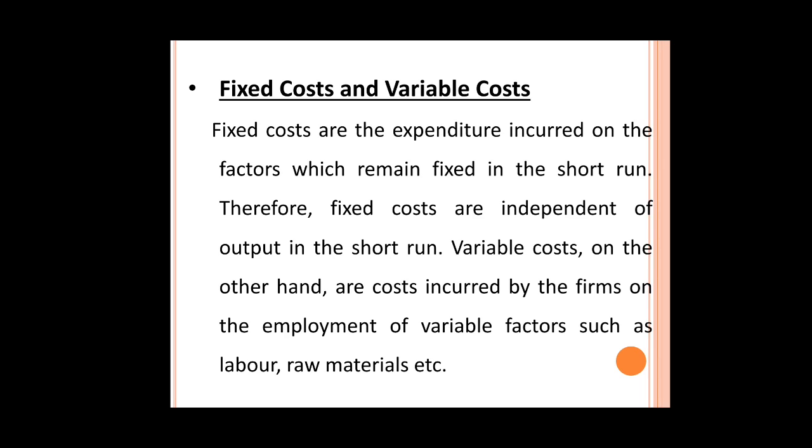On the other hand, variable costs are costs incurred by the firm on the employment of variable factors such as labor, raw materials, etc., whose amount can be easily increased or decreased in the short run. Variable costs vary with the level of output. If the firm decides not to produce any output, variable costs will not be incurred.